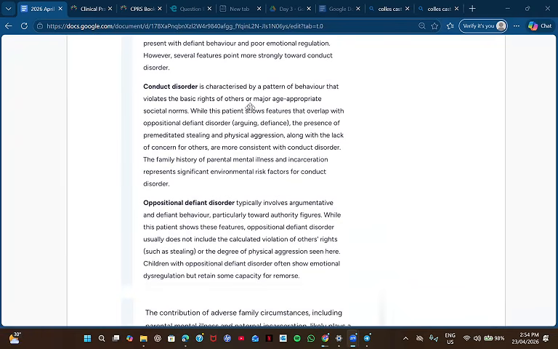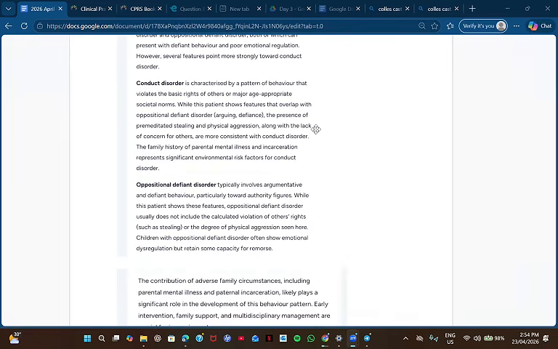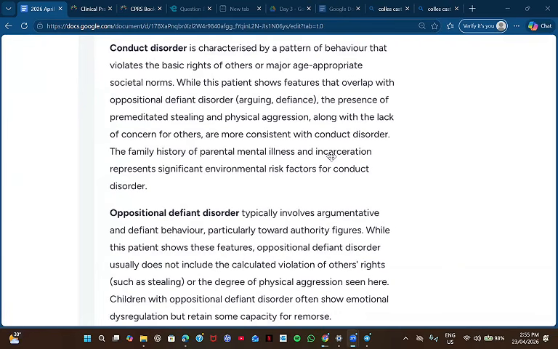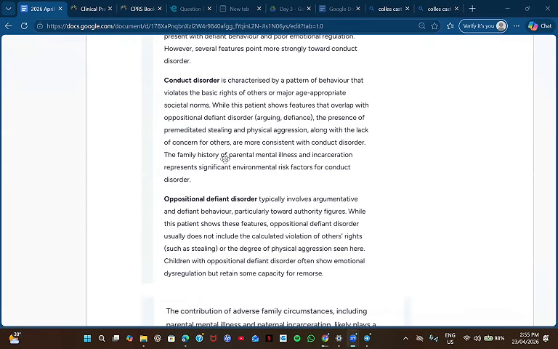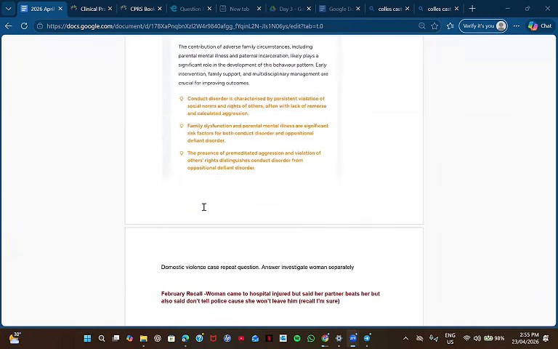So, what are those? Conduct disorder is characterized by a pattern of behavior that violates the basic rights of others or major age-appropriate social norms. While this patient shows features that overlap with oppositional defiant disorder, like arguing and defiance, the presence of premeditated stealing and physical aggression along with the lack of concern for others is more consistent with conduct disorder, right? I hope you understand why it is conduct disorder and why it's not ODD. Is everything clear, doctors?